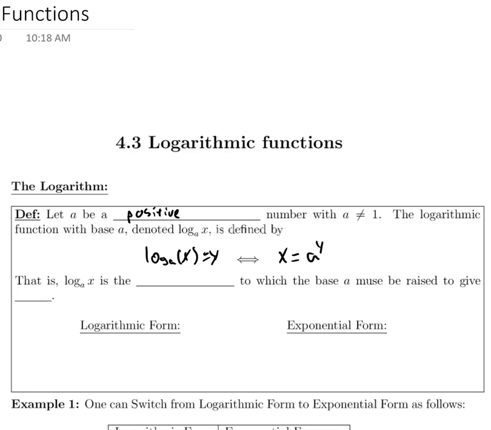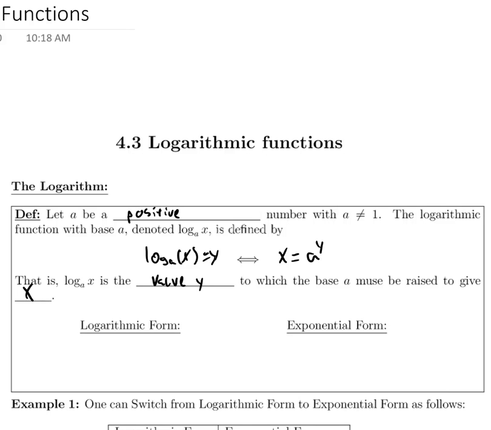So what that means is log base a of x is the value y, so that when you raise the base of our logarithm to the y power, you're going to get that value of x back. And we have two different forms that you can jump back and forth between when you know this stuff.